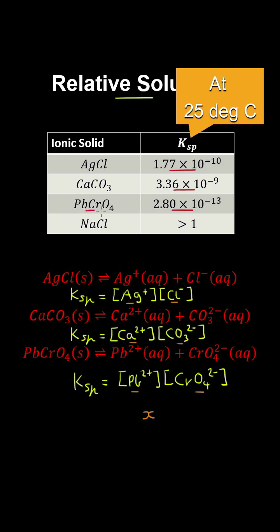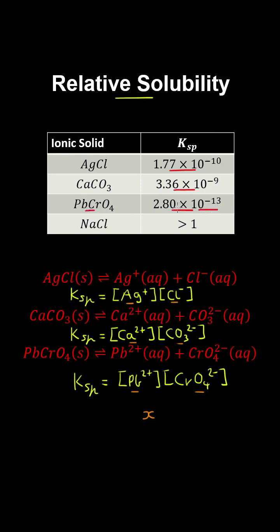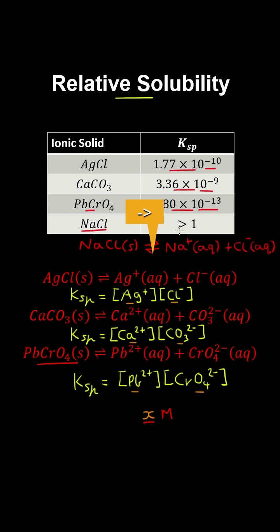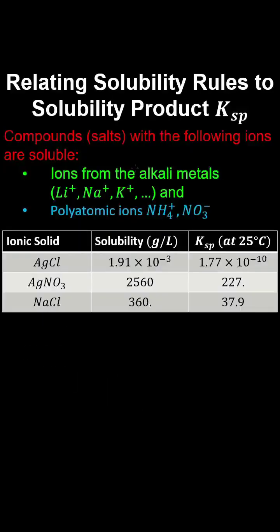So lead-2 chromate is the least soluble because it has the smallest solubility product, which would result in the smallest molar solubility of the solid. Now we know that sodium chloride also dissociates into a 1-to-1 ratio of ions, but it has a molar solubility greater than 1, so it dissociates fully, whereas these above salts are slightly soluble, where the solubility product is less than 1. We can relate the solubility rules that we explored earlier quantitatively to the solubility product.